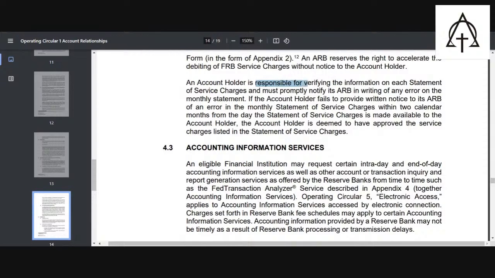An account holder is responsible for verifying the information on each statement of service charges and must promptly notify its Administrative Reserve Bank in writing of any error on the monthly statement. You guys look at your monthly statement. Tell me if that's not in all caps. Tell me if it's not possibly the last name, comma, first. Any kind of difference like that. Even the legal name is not the same as the given and family name. Something was converted for a specific purpose. Has to be outlined.